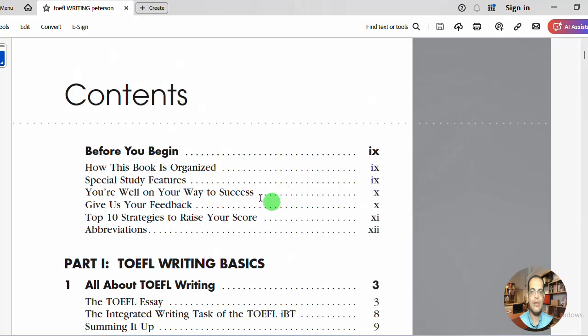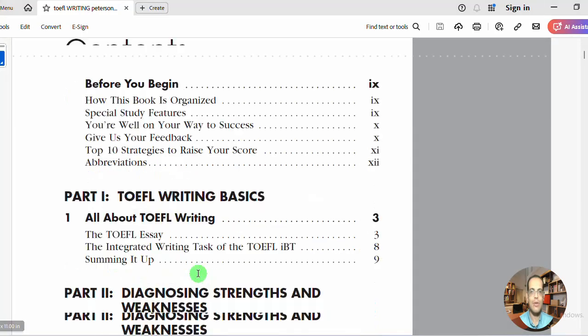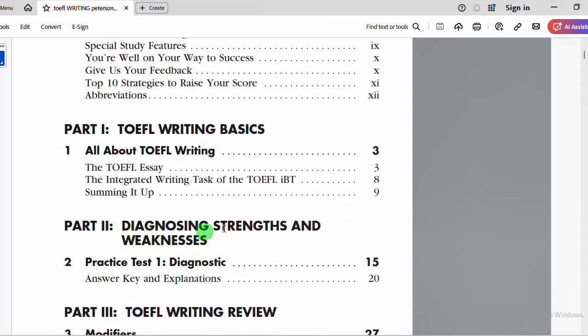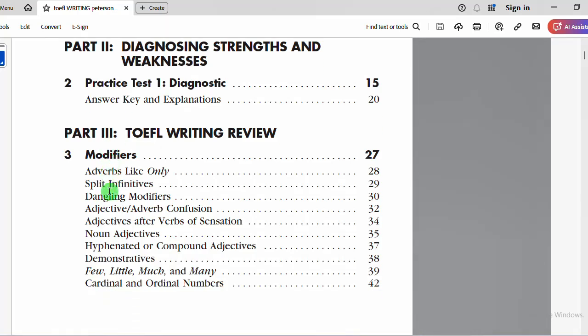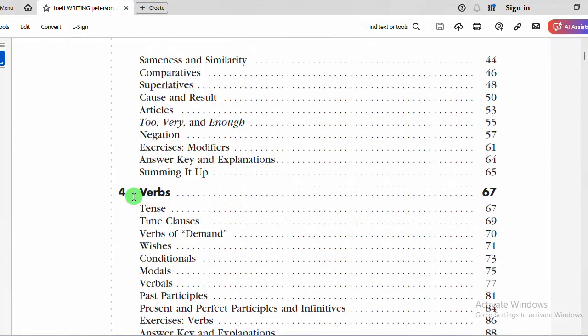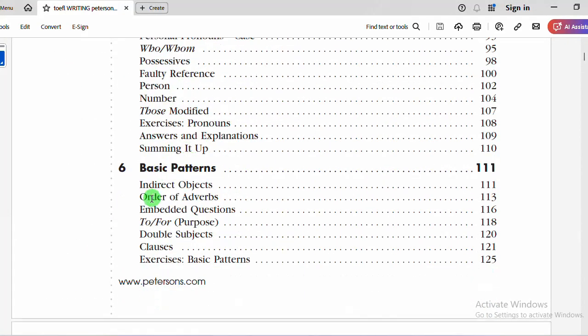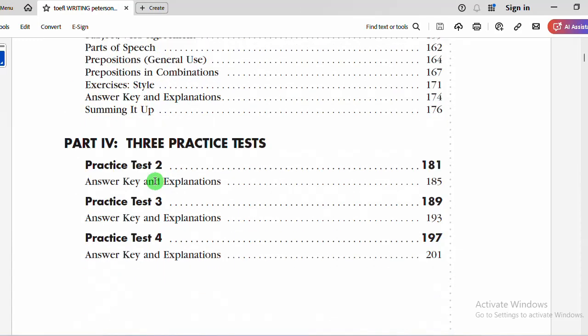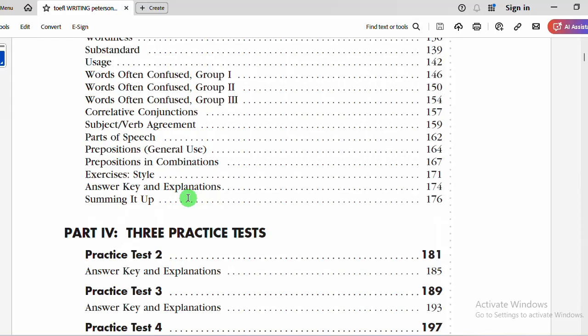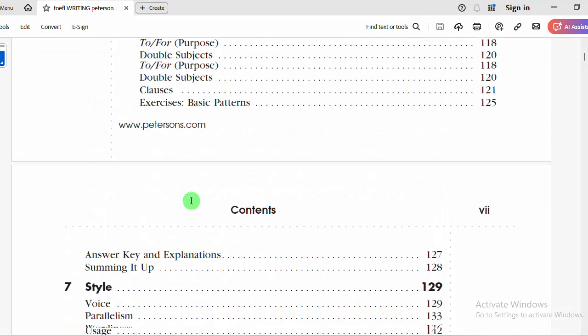In part 1, you study the basics for TOEFL writing. In part 2, diagnostic strengths and weaknesses. Part 3, that's the most important part, and this part is what really counts the most. In part 3, you study modifiers of English, verbs, pronouns, basic patterns, and style of writing, and for part 4 we find practice tests. So what counts the most here is part 3.